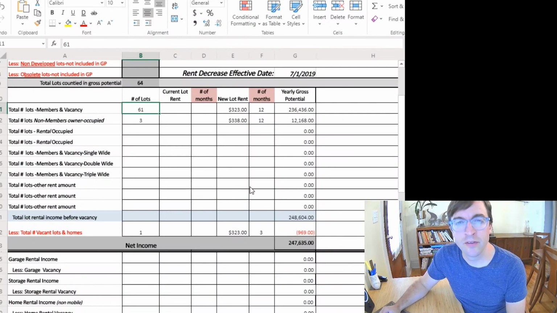And yep, by looking at the income tab of this co-op's budget, we can confirm what we just pulled off of the profit and loss report, which is that this co-op's reserving one lot being taken offline for 3 months, amounting to $969 over the year for a vacancy.